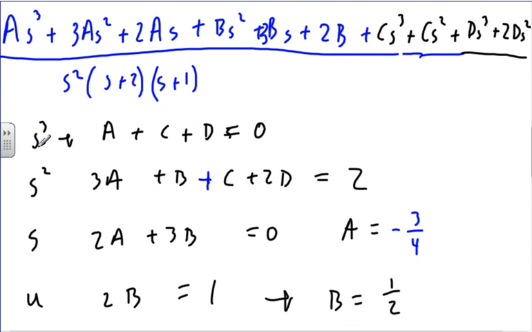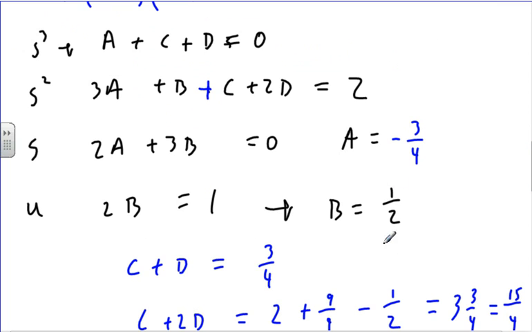I look at my s cubed term, a, c, d. S squared term, 3a, b, c, 2d is 2. I look at my s term, 2a, 3b, nobody else. I look at my unit term, 2b or not 2b. Okay, so b is a half. Okay, I agree, b is a half.